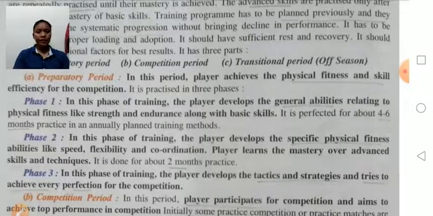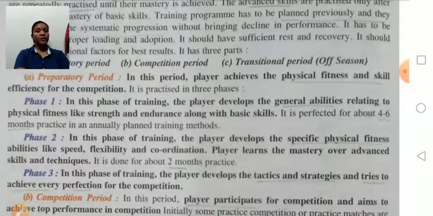In the preparative period there are three phases. In the first phase of training, the players develop general ability related to physical fitness, that is, strength and endurance. Strength means the ability to overcome resistance, and endurance means the ability to do an activity for a long period of time.